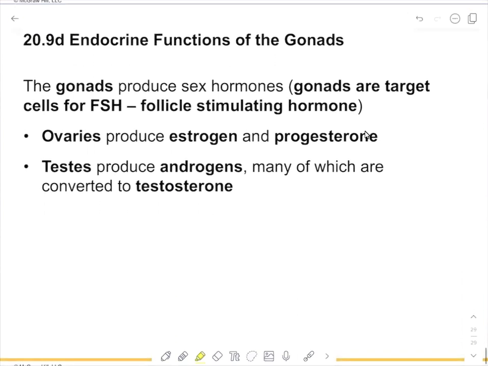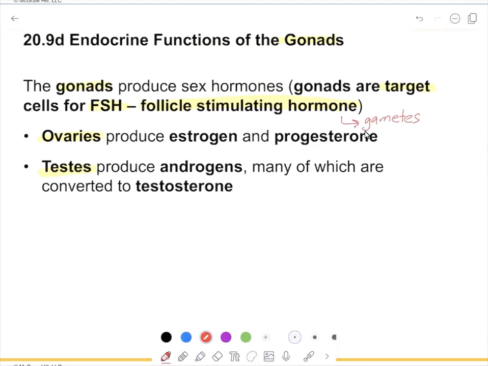Other endocrine functions are of the gonads, and the gonads are, of course, the ovaries and the testes. They produce the primary sex hormones, and they're the target cells for both FSH as well as LH. But in this slide, we're just referring to FSH. FSH is going to trigger the production of gametes, which would be either the egg in the ovary or the sperm in the testes.